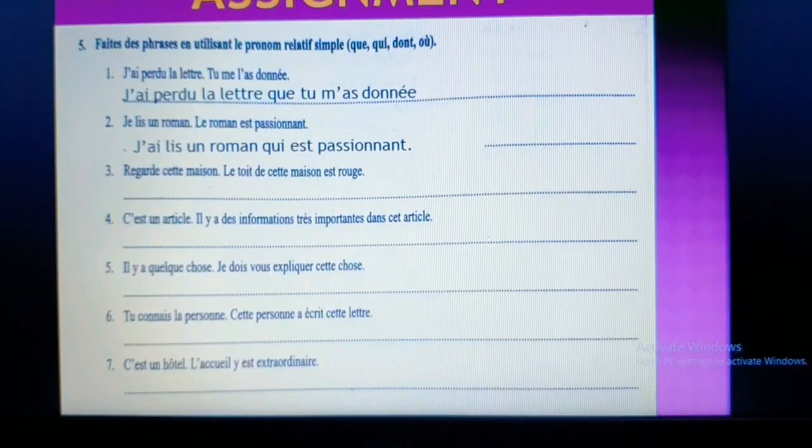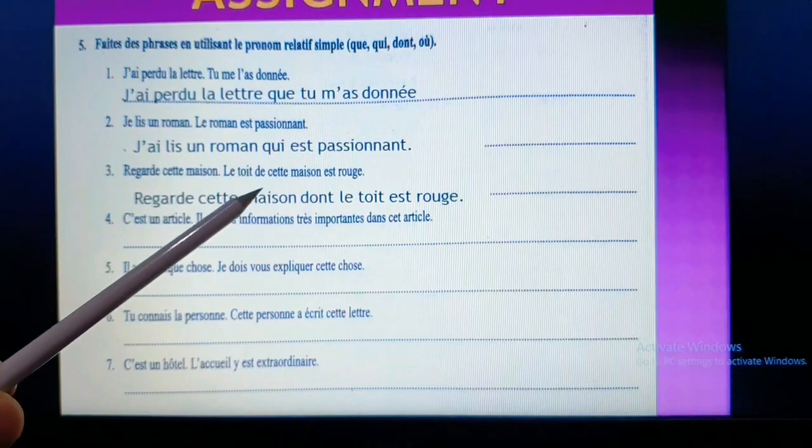J'ai lu un roman qui est passionnant. Okay, now regarde cette maison. Le toit de cette maison est rouge. So see this house. The roof of this house is red. So cette maison is being repeated here, so it will be replaced by, that's right, que.